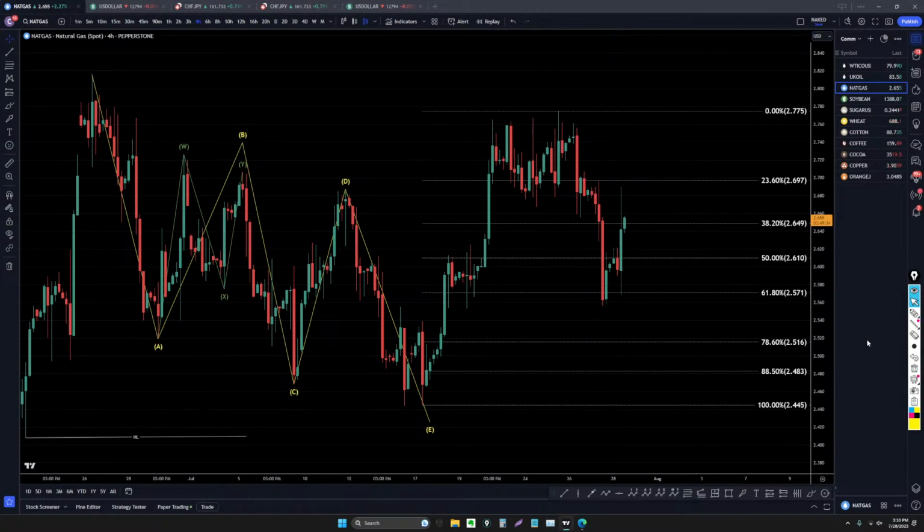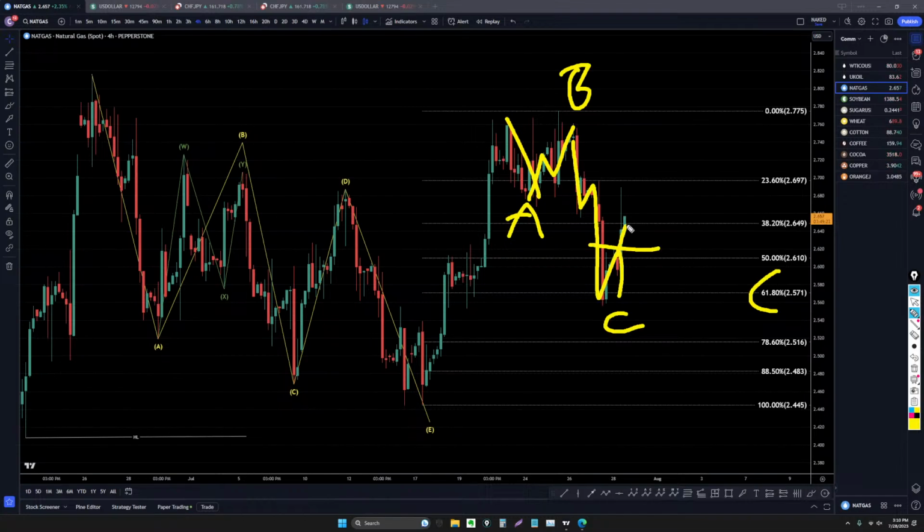4-hour time frame. Oh wow, that looks like the end of a correction. A, B, C. 1, 2, 3, 4, 5 down. Break of structure. That looks like the end of a correction right there for sure.